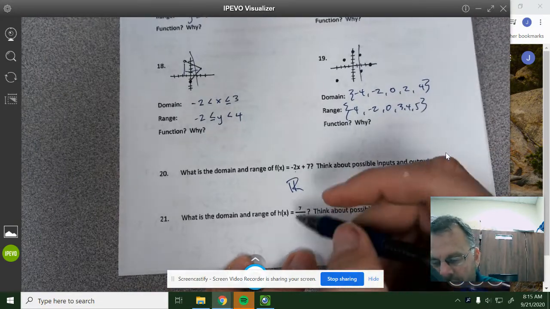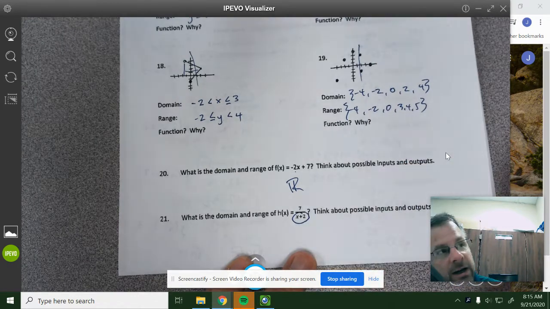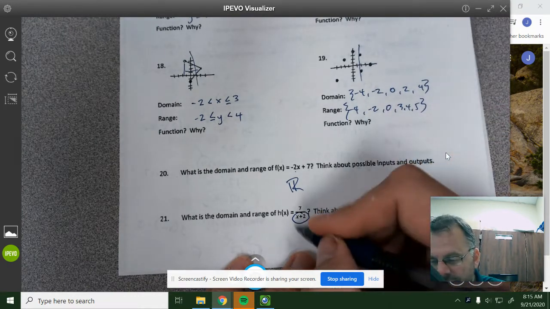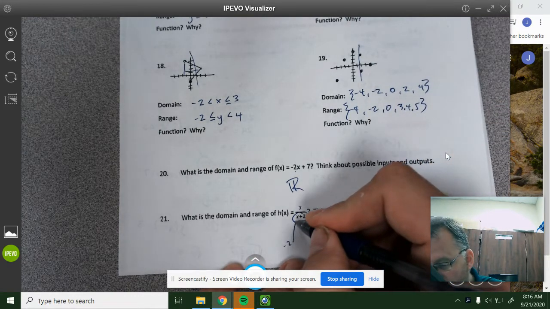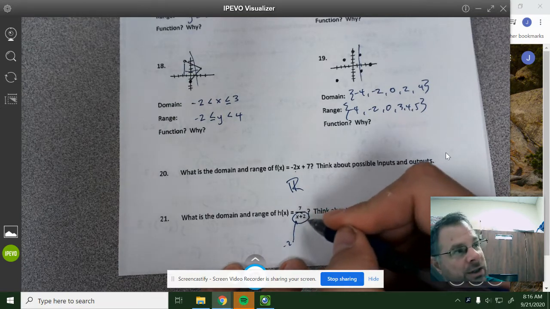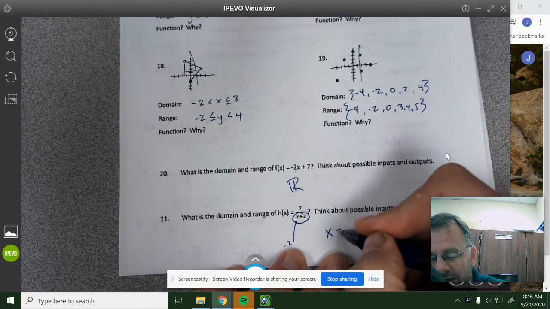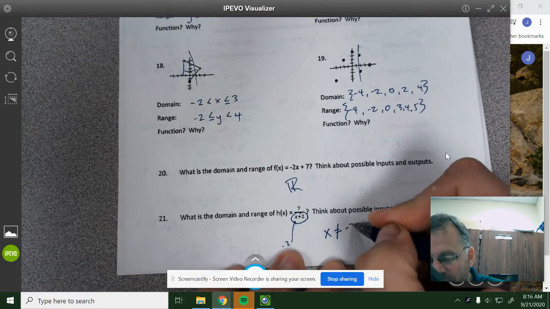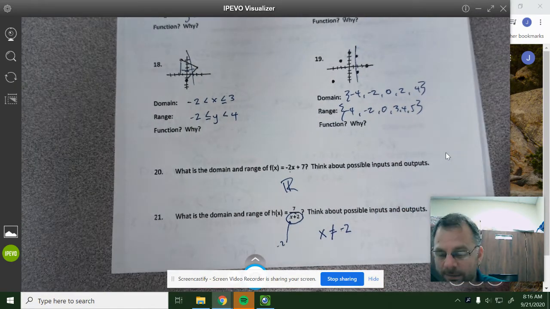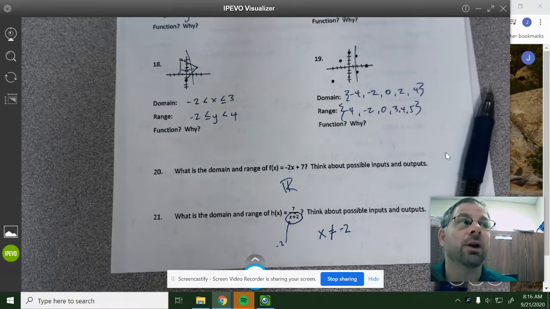Domain and range here, though, we never want the bottom of a fraction to be 0. So if x was -2, that would be -2 plus 2, which makes it 0. That would be a problem. So we'd say x can be anything except x cannot equal -2. Anything else would be fine, just not -2. Hope that makes some sense.